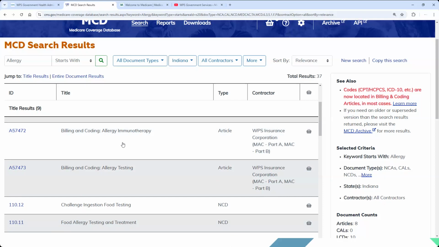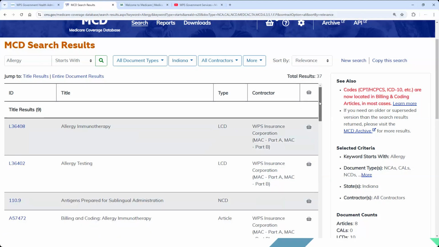So if we look at this one, 57472, and we slide back up to the top, you'll have something relatively related to that. So this is allergy immunotherapy, A57542. Here's the LCD with an L code, and here's the same title. Notice the billing and coding is just in front of it.